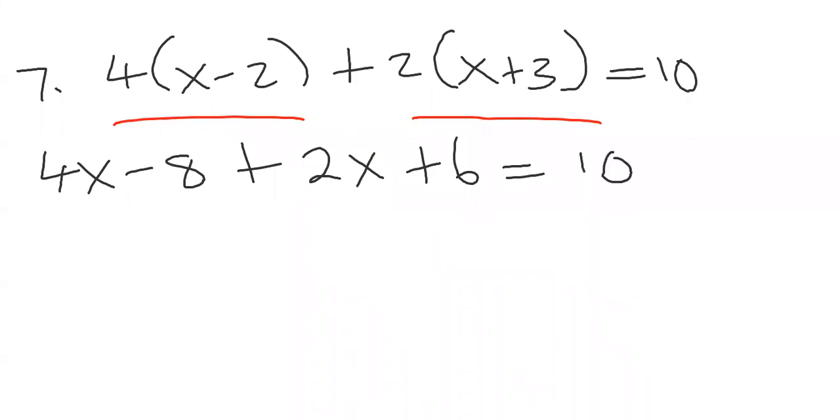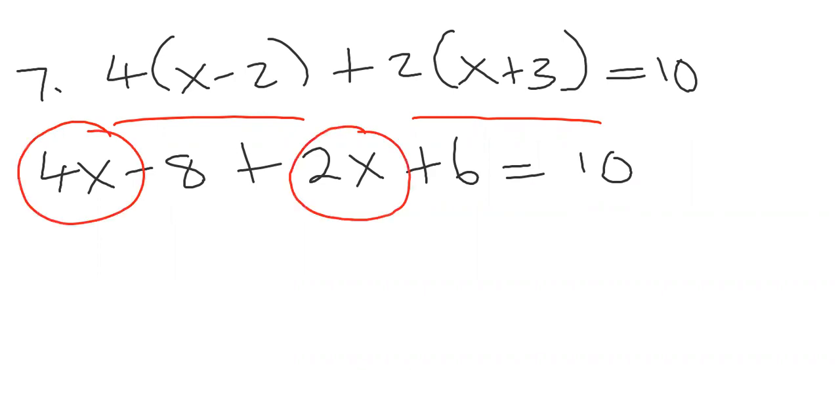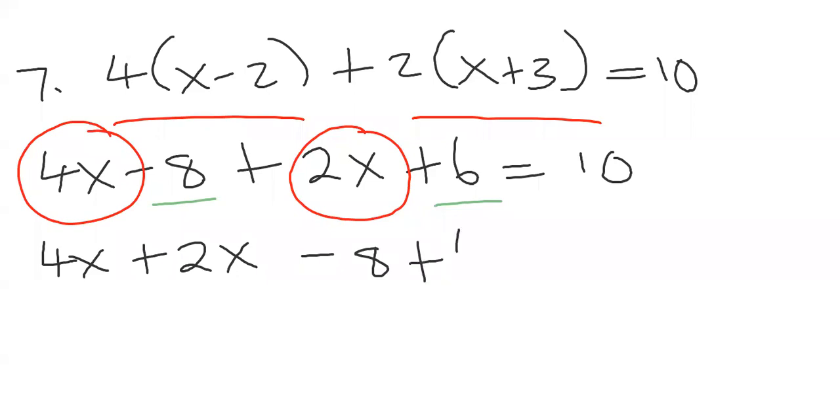Then we do the same thing, collect like terms. You have a 4x there and a 2x there; bring them to one side. Then you have negative 8 and 6; bring them together as well. So you now have negative 8 plus 6, and everything is equal to 10. Then work out your like terms.